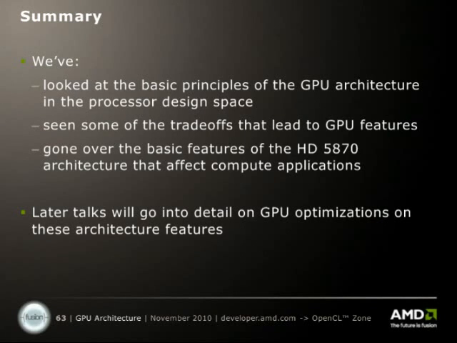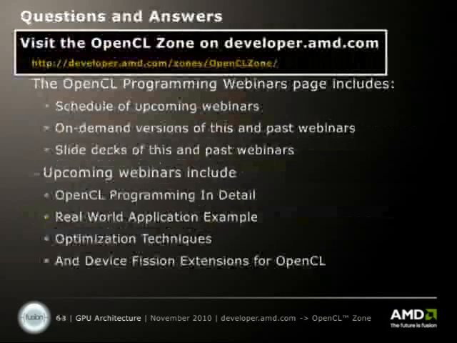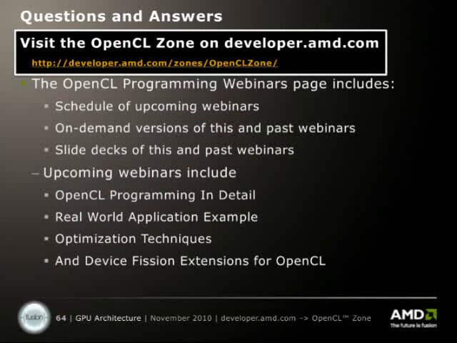So that was just a brief introduction to the hardware. We can answer some questions if you have any, or maybe you've asked some already. So in summary, we've looked at the basic principles of GPU architecture in the context of the processor design space, and I hope that for some of you at least gives a slightly different point of view on the design. We've seen some of the trade-offs that lead to GPU features. And we've gone over the basic features of the 5870 architecture that affect compute applications. But later talks will actually go into detail on GPU optimizations and the architecture, the way these architecture features are really used.